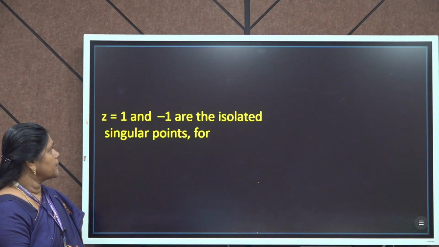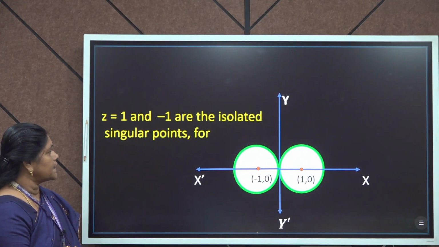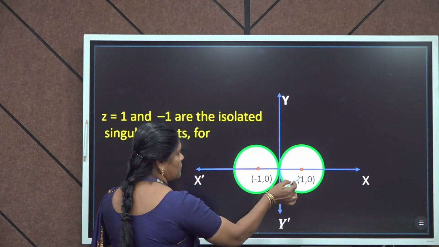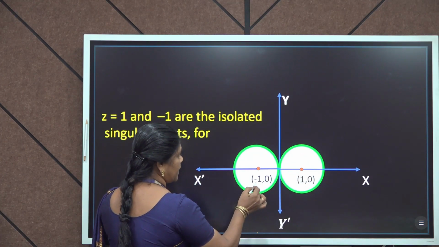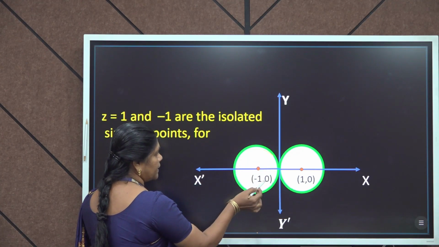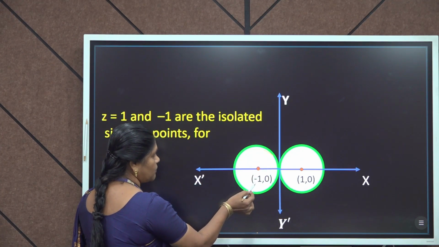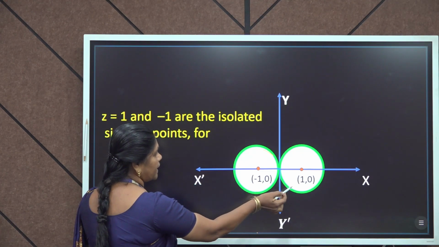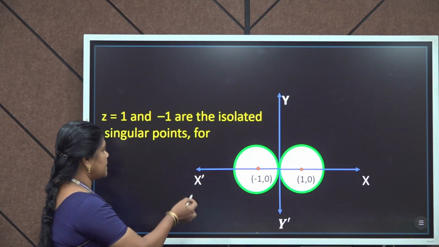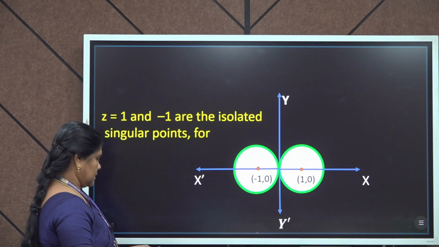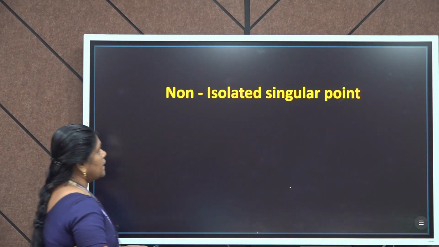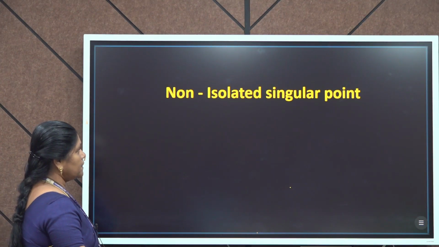Here, this is the neighborhood of z is equal to 1. This neighborhood does not contain the point z is equal to minus 1. Here is another neighborhood, of z is equal to minus 1. This neighborhood does not contain the singular point 1, or any other singular point of f of z. Therefore, these are isolated singular points.